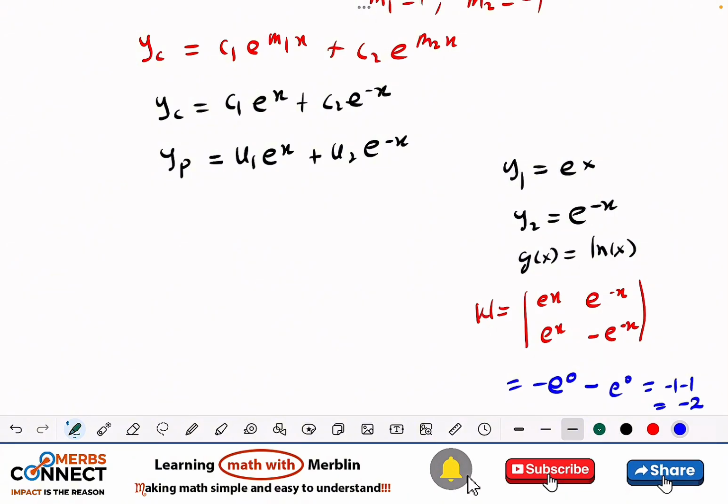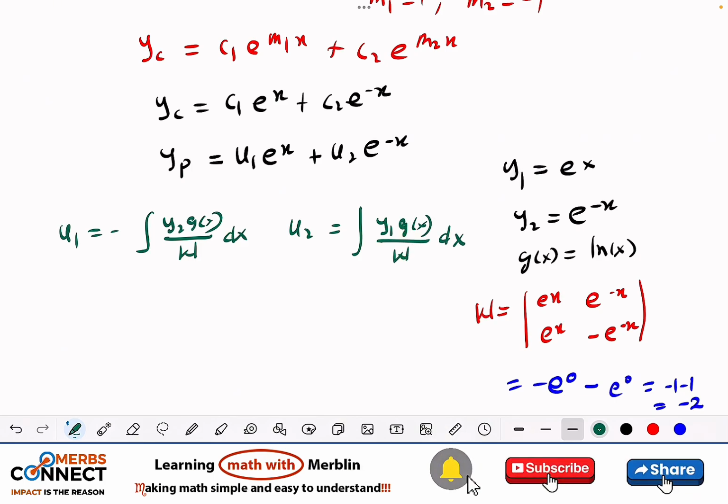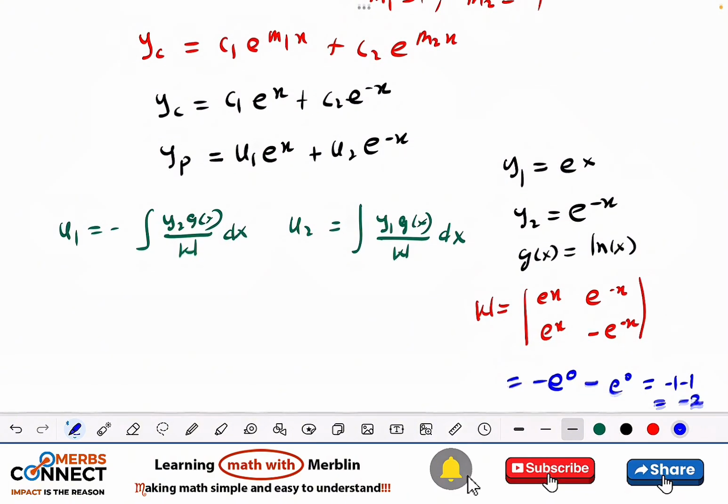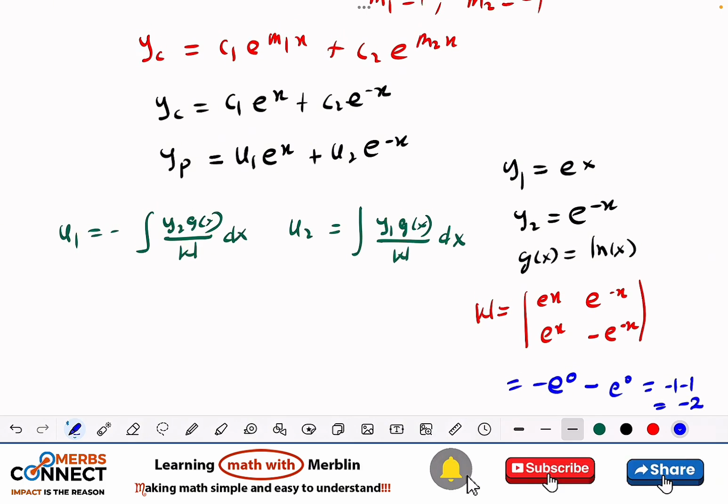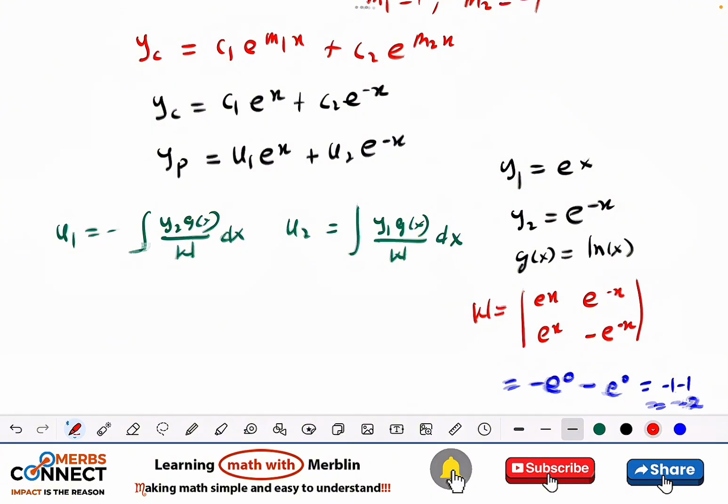So now that we know the Wronskian, we know everything. We write u1 equals the integral of minus y2 g of x over the Wronskian, dx, and u2 equals the integral of y1 g of x over the Wronskian. So you see that this is very simple, more than the undetermined coefficients. I love this one because, unless the question is saying to use undetermined coefficients, that's when I use it. But if the question is open, I love using this because I know how to do the integration and the differentiation. So choose the one that you think you can do the best. And you can do this one when you practice as well.